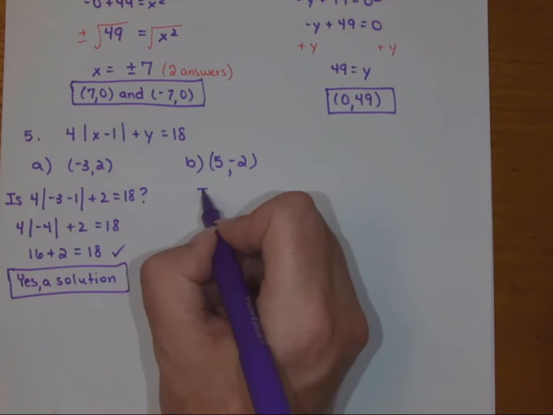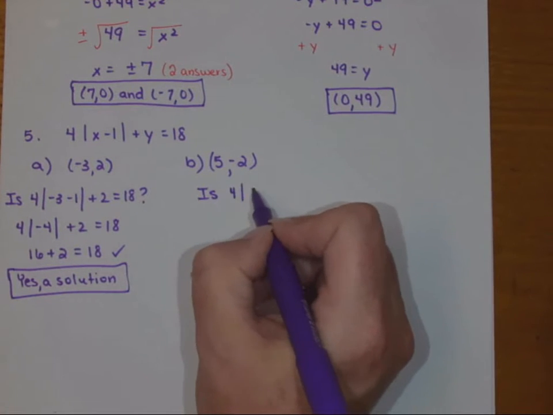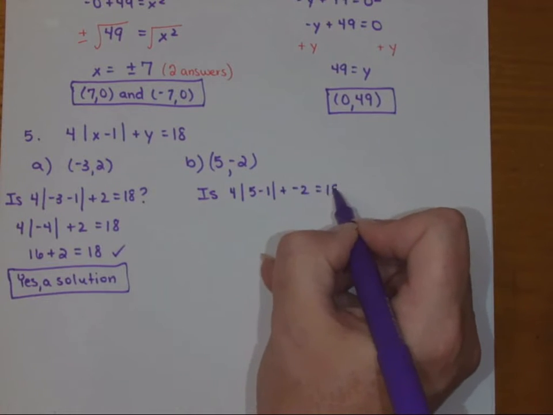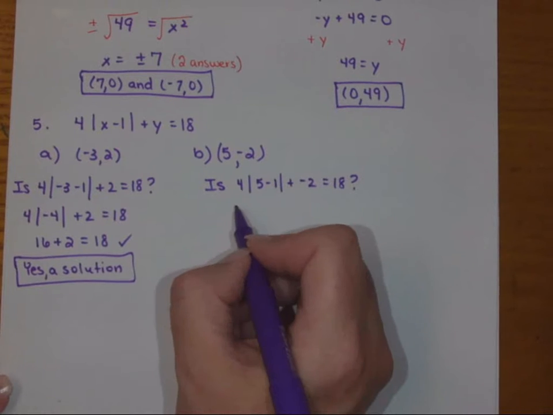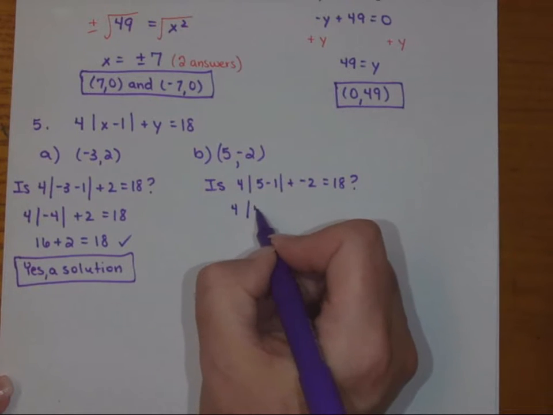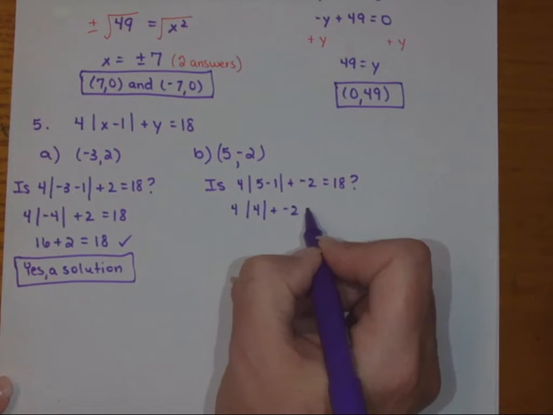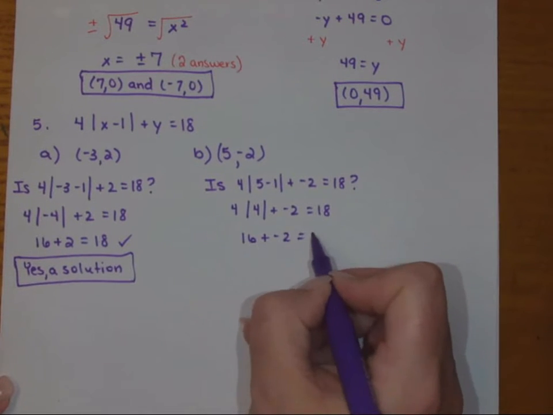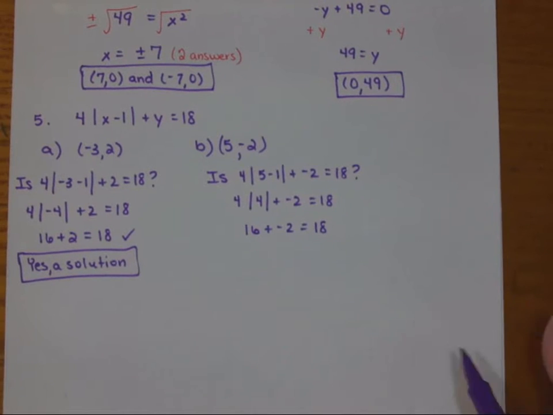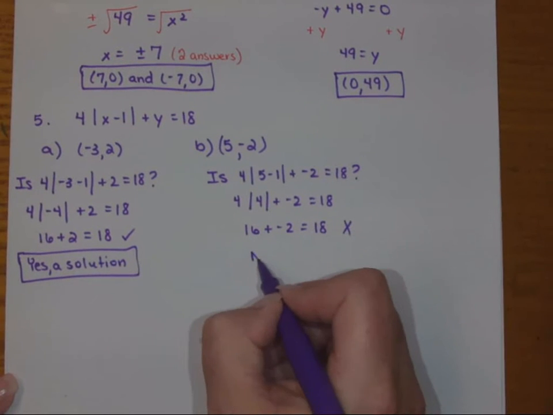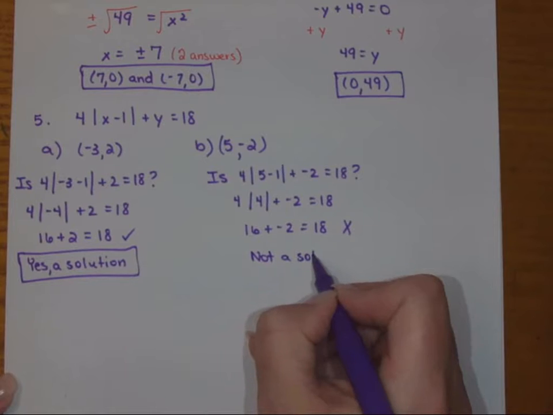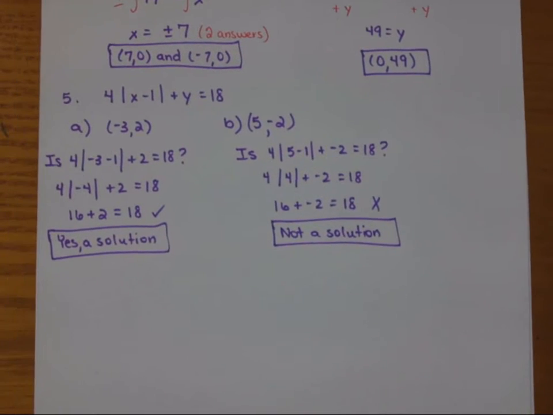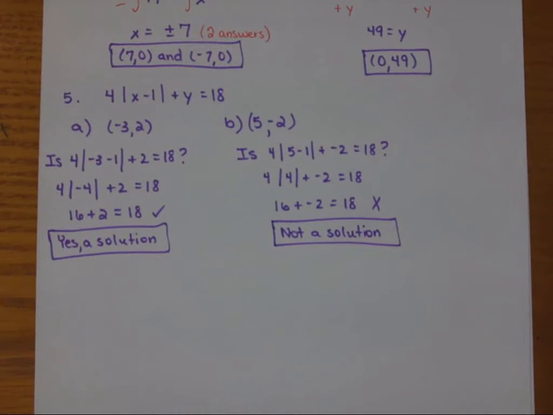Okay, so let's try this one. The question really is, 4 times the absolute value of 5 minus 1 plus -2, equal to 18? Same as before, we'll do the absolute value part first. So it's 4 times the absolute value of 4 plus -2 equals 18. Notice that's going to give us 16 plus -2 equals 18. It's close. If this were a positive 2, it would have worked. But notice this doesn't work, right? So not a solution. On a question like this on the test, you can answer yes or no, but make sure you have a little bit of work to back it up.